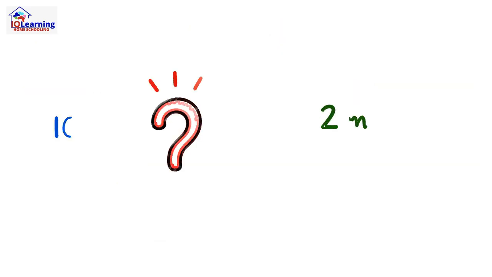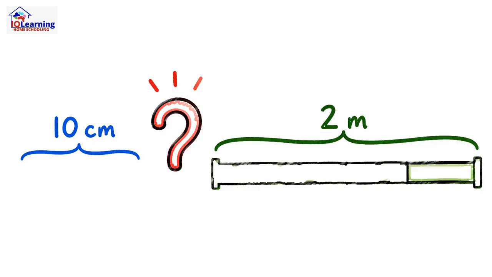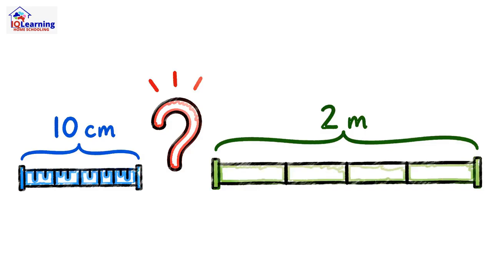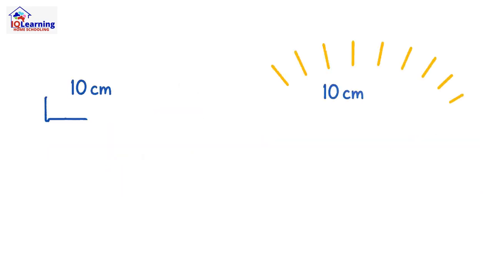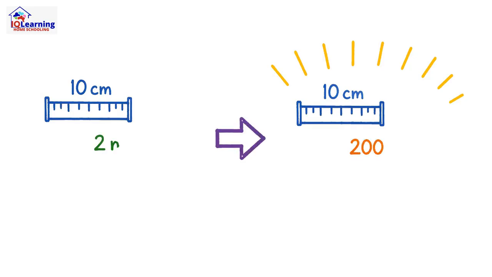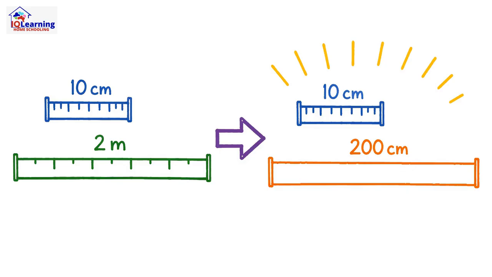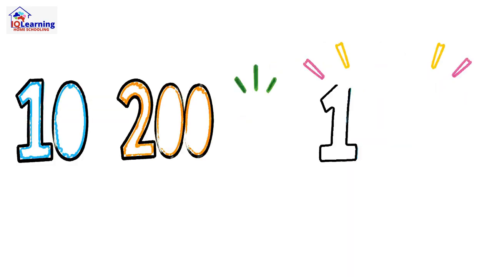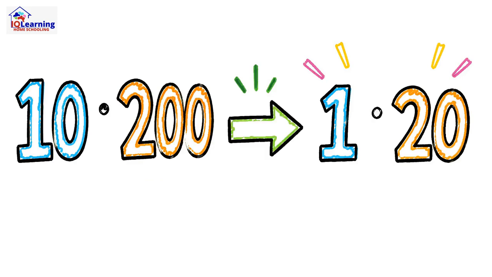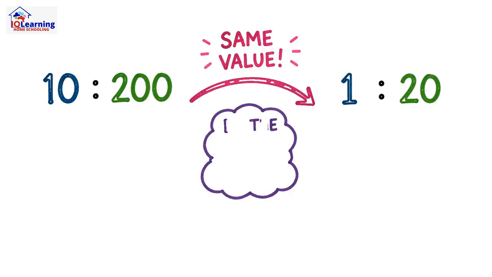Units. What's the ratio of 10 centimeters to 2 meters? It is not 10-to-2. First, you must make the units the same. Since 2 meters is 200 centimeters, the real ratio is 10-to-200. Now you can simplify. Divide by 10, and the answer is 1-to-20. A huge difference.